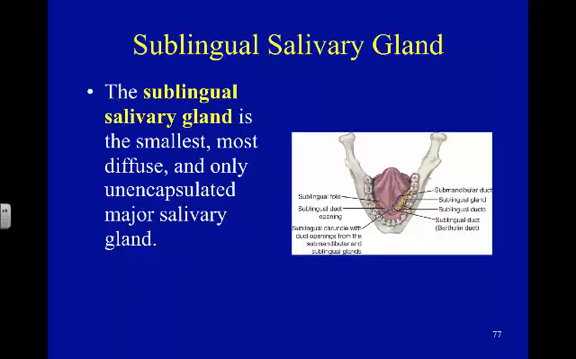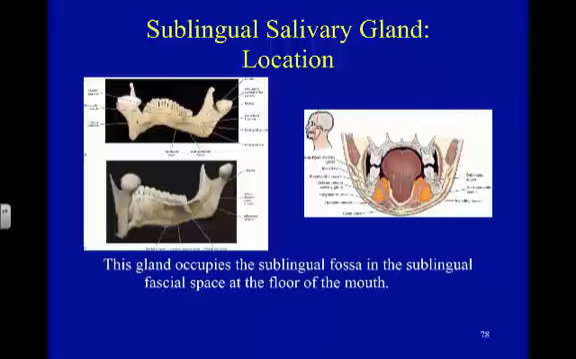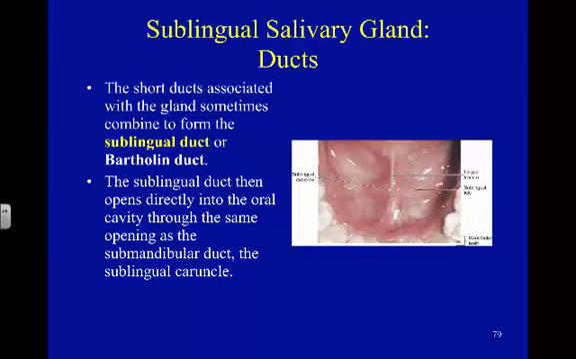Sublingual gland for us is smallest and diffuse. That means it's non-encapsulated. So if you ask this, a non-encapsulated gland is the sublingual gland. The parotid and submandibular are what? Encapsulated. Okay? It's in the sublingual fossa.